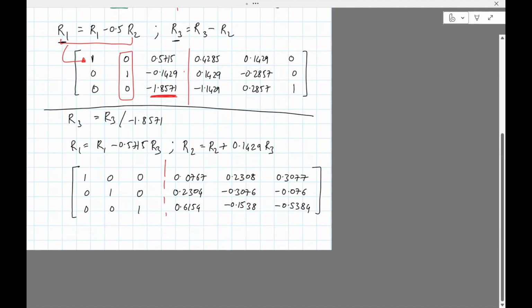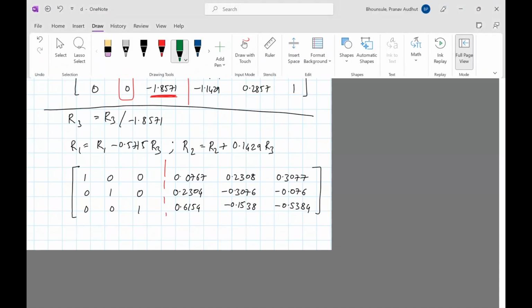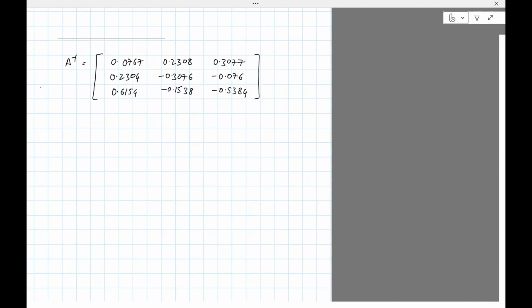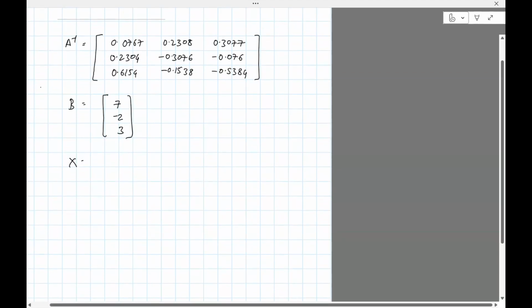Okay, so this is what we were after. We have I on the left side, and the right side, by design, has to be A inverse. This is A inverse. And then we know what B is. B was given to you. It was 7, minus 2, 3. And so X equals A inverse B.